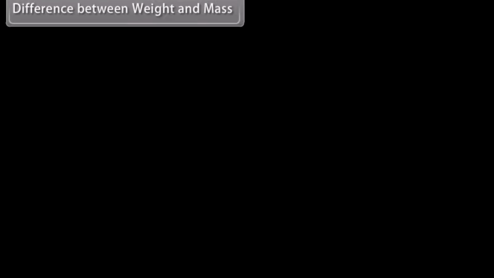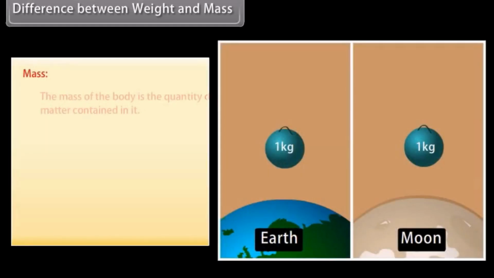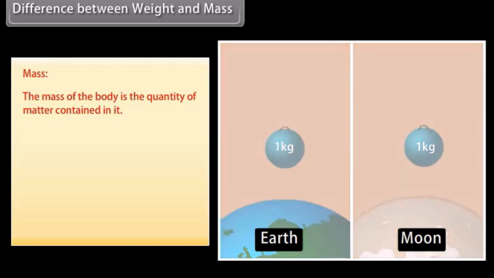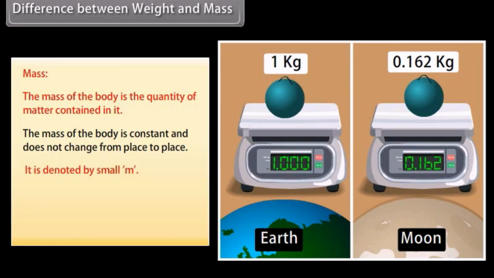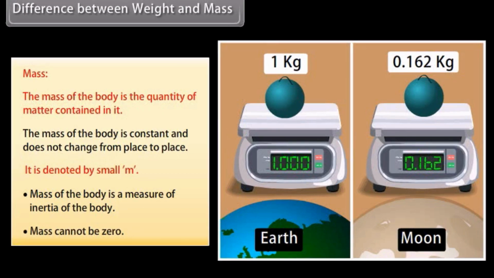Difference between weight and mass. Mass. The mass of the body is the quantity of matter contained in it. The mass of the body is constant and does not change from place to place. It is denoted by small m. Mass of the body is a measure of inertia of the body. Mass cannot be zero.